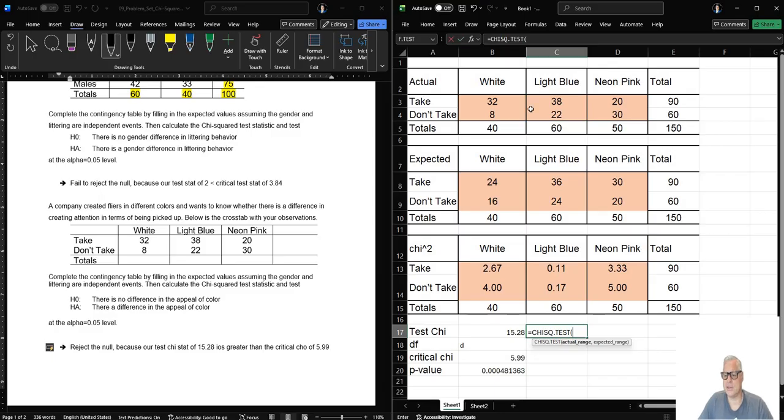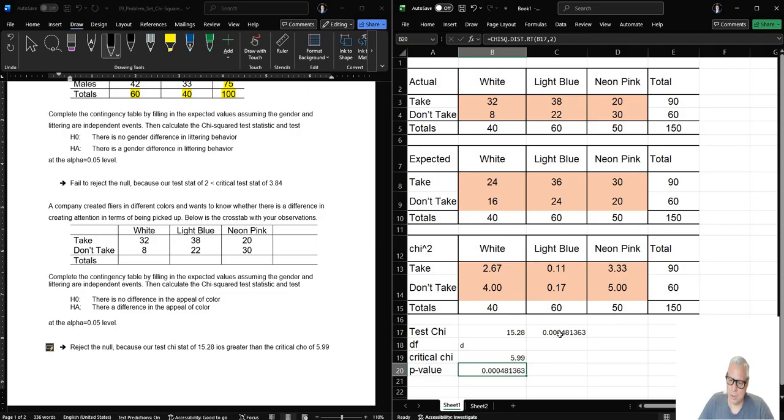And then it just wants to know what is the actual range. So now we have to highlight those 3 columns and 2 rows. You don't highlight the border with all the totals. And then you highlight similarly the expected output. And then Excel is smart enough to calculate the degrees of freedom, so we don't have to enter that. We just close the parentheses and we enter it. And now you see we get the p-value, which is the same that we just calculated. So the chi-square test just gives you the p-value.